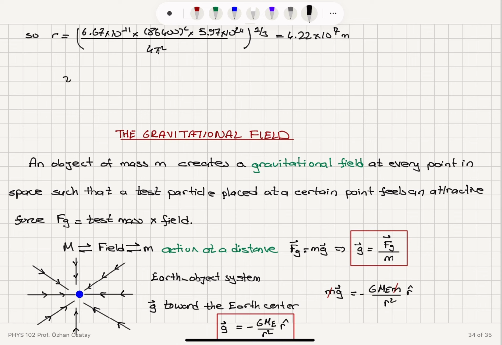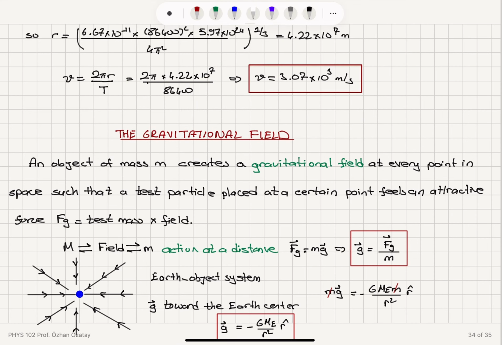Now what is the corresponding speed? It is 2 pi R divided by the period, which is 2 pi times 4.22 × 10^7 meters divided by the period, 86,400, and that gives us a speed of 3.07 × 10^3 meters per second. Okay, so this is our final answer.